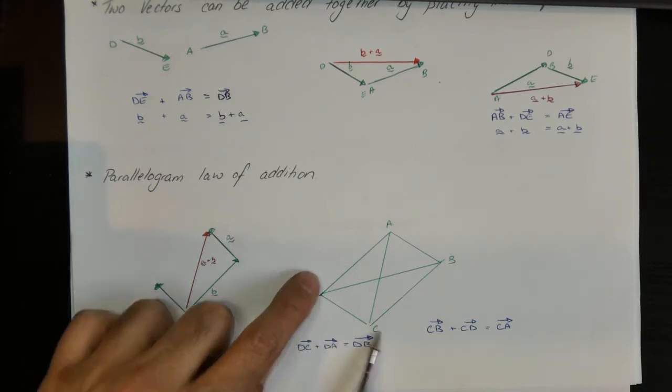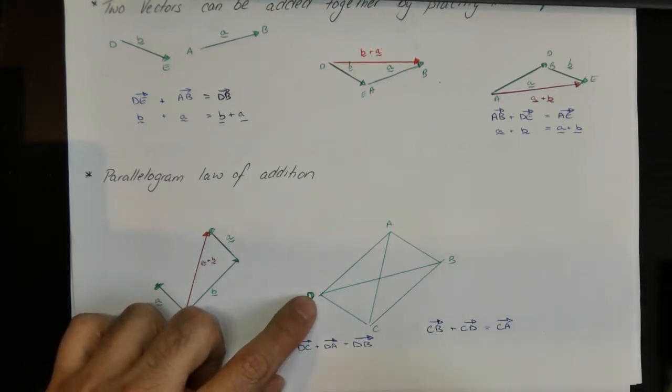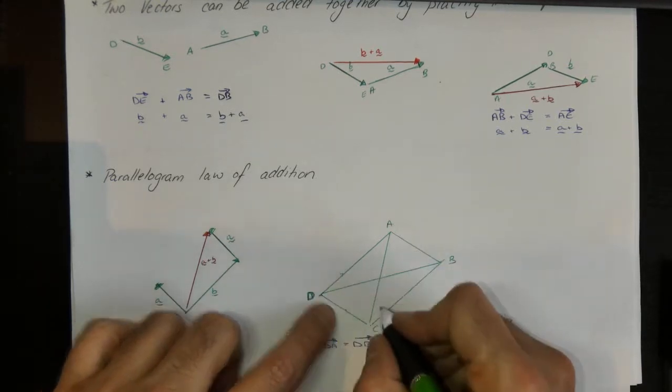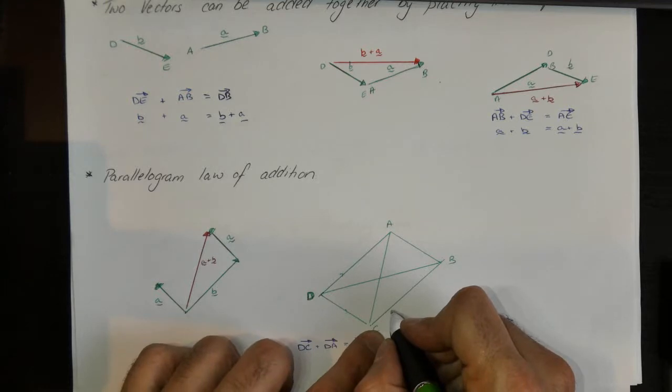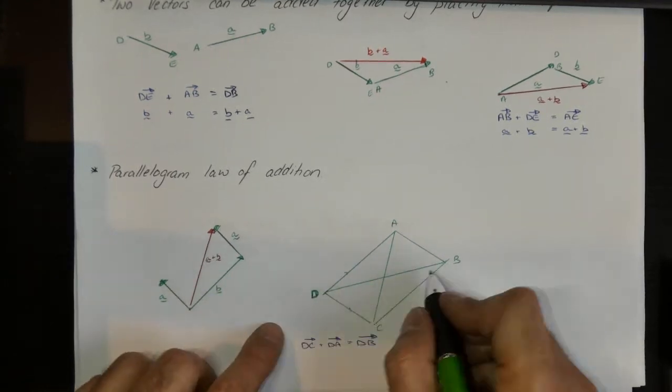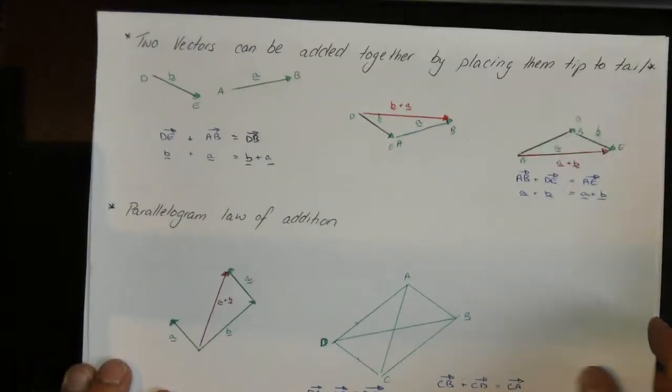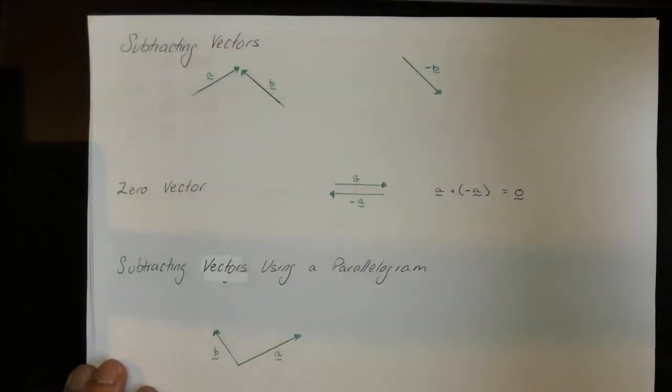Because if I'm adding these two vectors, if they're going away from each other, I'd move that over here, and it would add them, it would give me that vector DB. Okay, so just be aware of that. All right, let's do subtracting vectors.